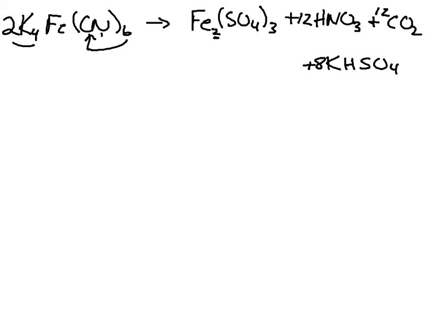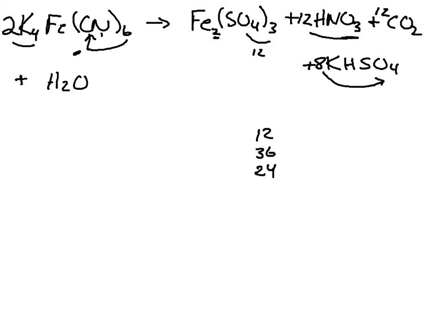Do our oxygens first. There's no oxygen on this side, so I'm going to have to say plus water on this side. And I need to count up the oxygens. There's a lot. Here I have 12 oxygens. Here I have 12 times 2, I got 12. And then from the iron compound. And then I have 12 times 3 is 36 oxygens from the nitric acid here. From the carbon dioxide, I have 24 oxygens. And then from the potassium hydrogen sulfate, I have 32 oxygens. That adds up to 104. So we're going to need 104 waters. Oh my word, that's a big number.